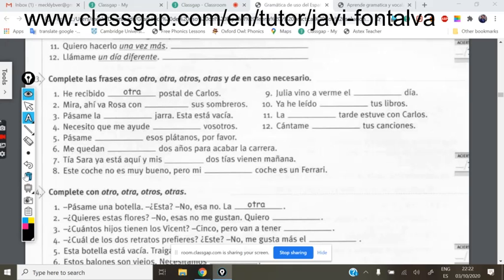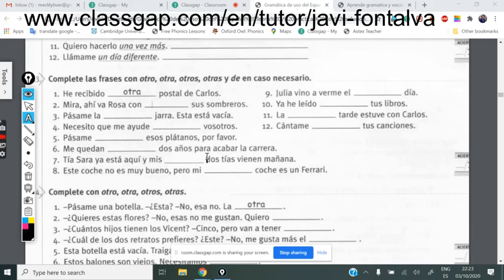So remember, if you mean the place where I am, you're going to say ahí, not allí. If we talk about China, we will say allí, for example. Okay. So that's basically the difference.